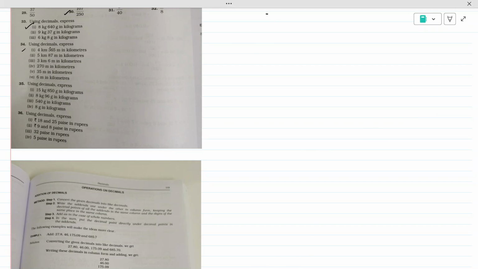Similarly, in question number 34, first part I'm picking, we have 4 kilometers 365 meters. We have to change it into kilometers. This is already in kilometers. We just have to convert this. We know that 1 kilometer contains 1000 meters, right? So we have to change 365 meters into kilometers. How many kilometers would be here?